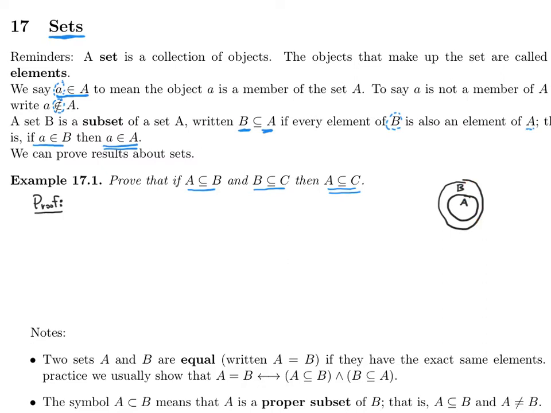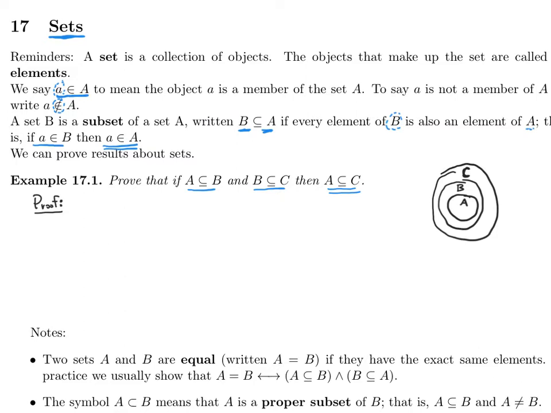And similarly, it says B is a subset of C. So if something is in B, then it's also in C. Or all B are C. And you can see by this diagram, hey, A is also inside C. So hopefully this gives a little intuition of what's happening here.